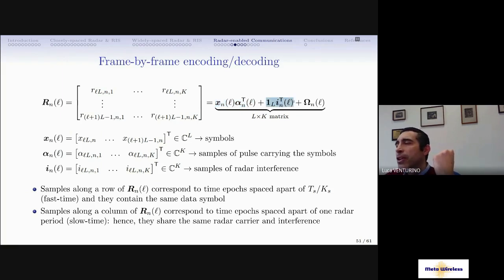The second term here is the interference that the reader receives from the radar. Notice that this term is also a rank one matrix, which has a similar structure to the first term. The only difference is that the vector here is the all-ones vector, because in each radar period, the interference received by the radar remains the same.